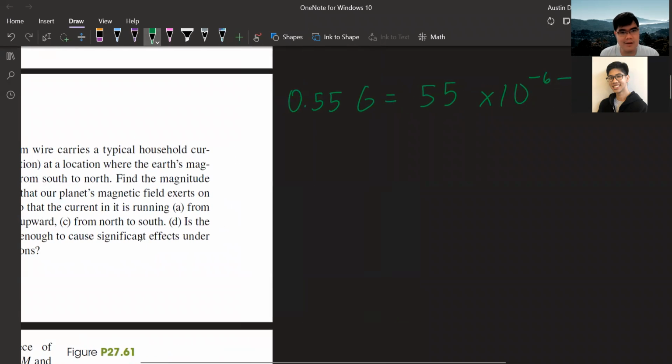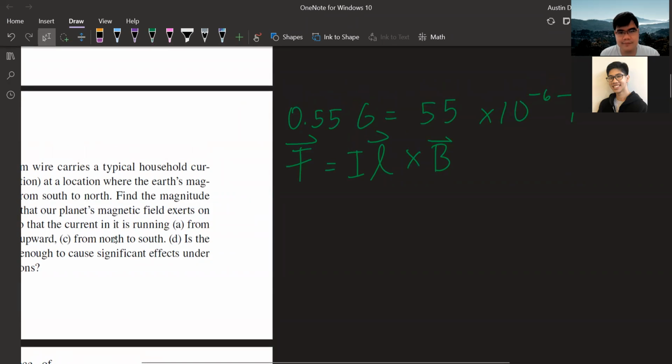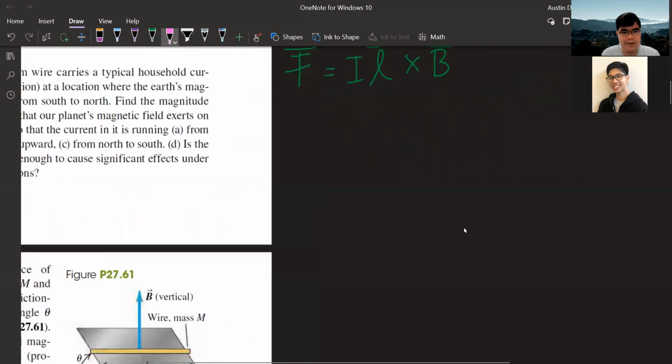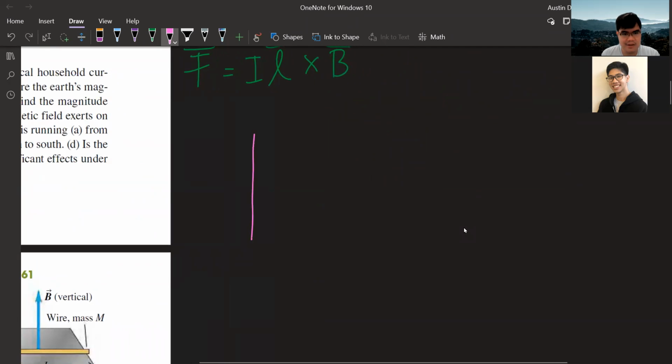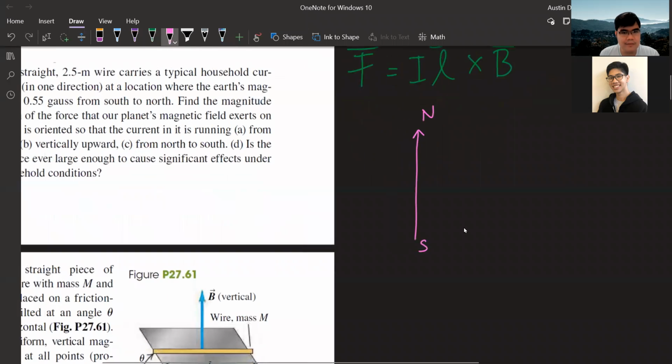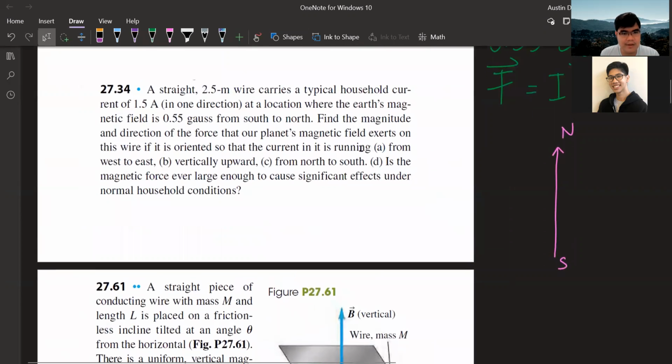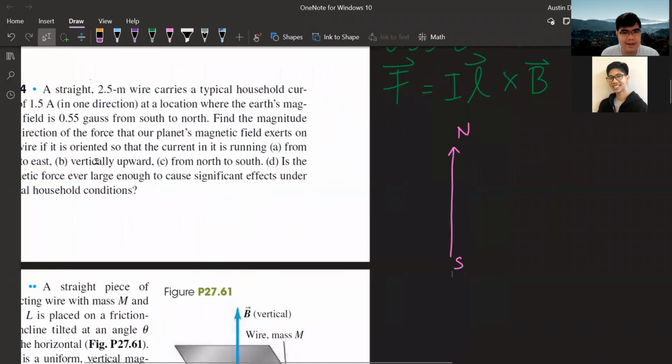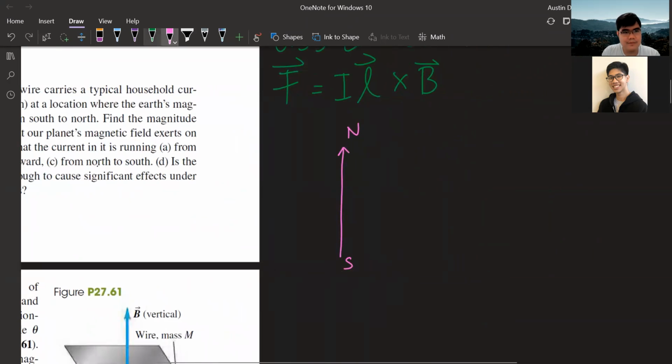So in general, pag meron kang current, tapos may magnetic field ka, di ba? This is IL cross B. Okay. So yung B natin runs from south to north. So we have a magnetic field that's going this way. North, south. And then, yung unang tanong would be from west to east yung current. West to east yung current.